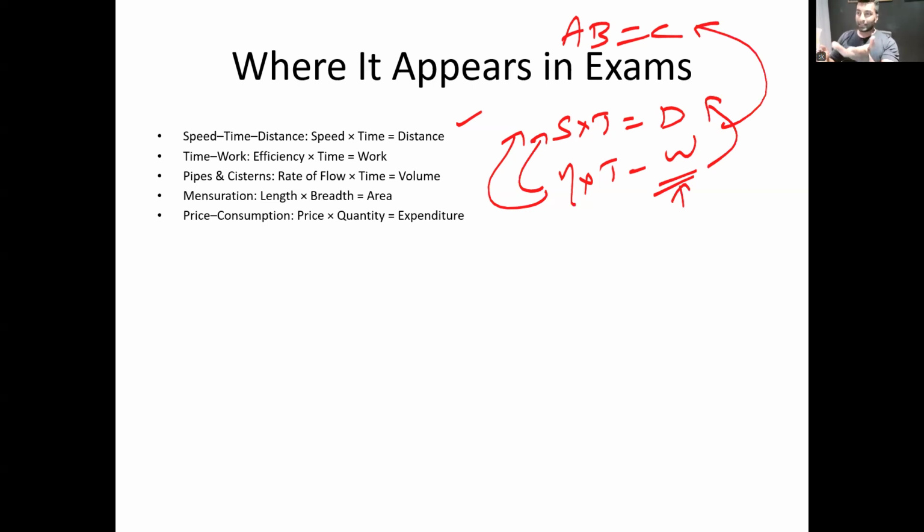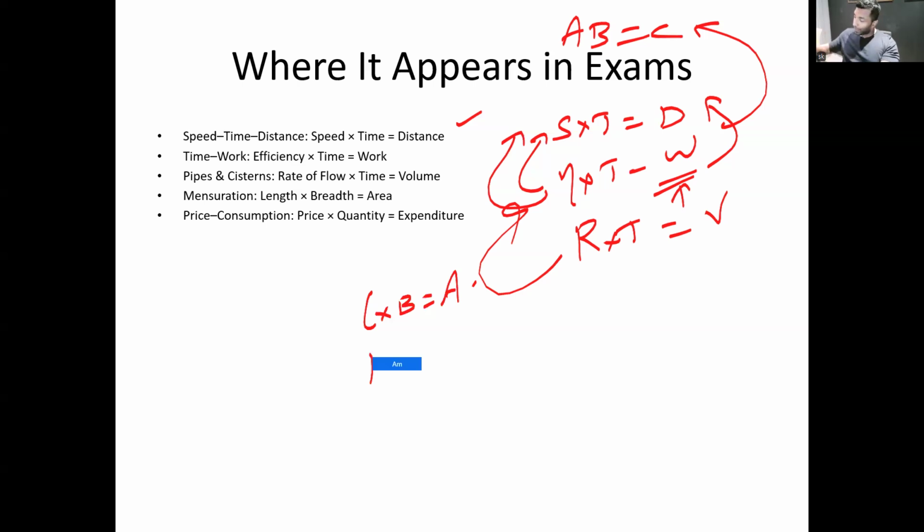Again, if you look at pipes and cisterns, in those questions what you will get is rate of flow, again, times time equal to volume. Now if you see this one, efficiency and rate of flow are actually the same if you're talking about a motor, right? Suppose the work to be done by the motor is to fill a tank. So the volume has to be filled. That's the work. And the rate of flow is nothing but the efficiency. And again, the time part remains the same. Similarly, length multiplied by breadth is equal to area. So all these are actually one and the same.